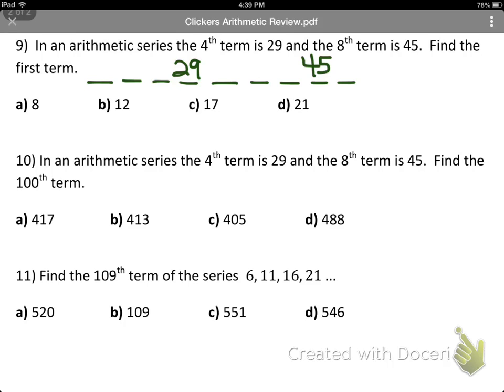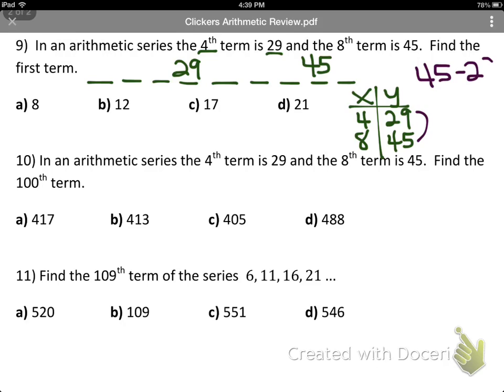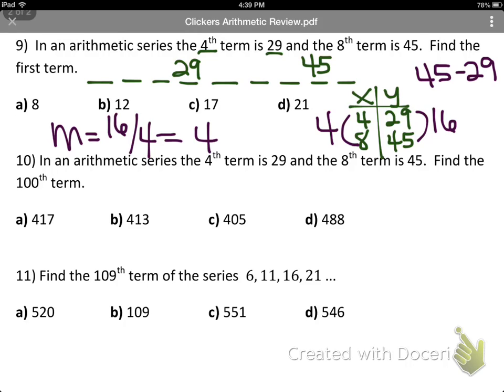So the way that we could find the first term, the easiest way is to actually find the slope, or the number it's going by. So the fourth term is 29, the eighth is 45, so we are going to find the slope of these numbers. If we are not sure the difference between the two, we can do 45 minus 29, and that gives us 16 here. And 4 up to 8 is just 4. And so we're going to have our slope of 16 over 4, which is just 4. So our slope is 4.